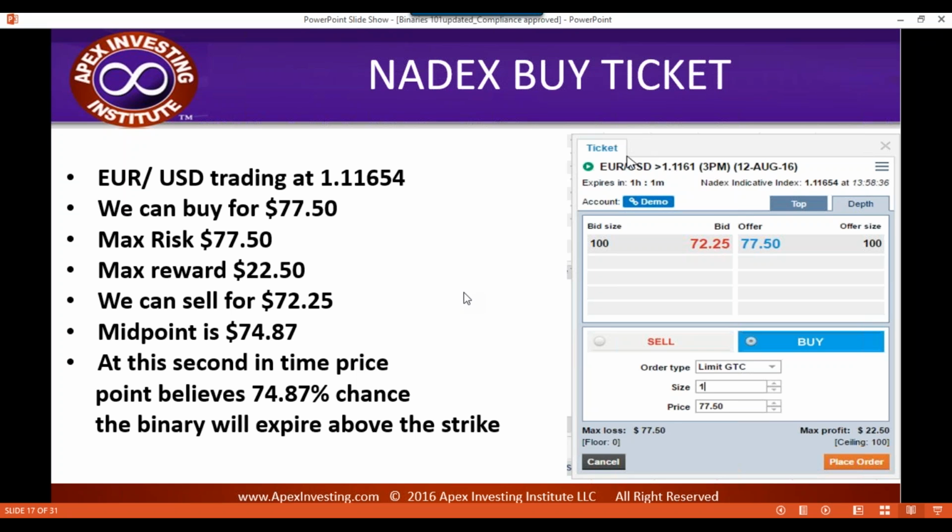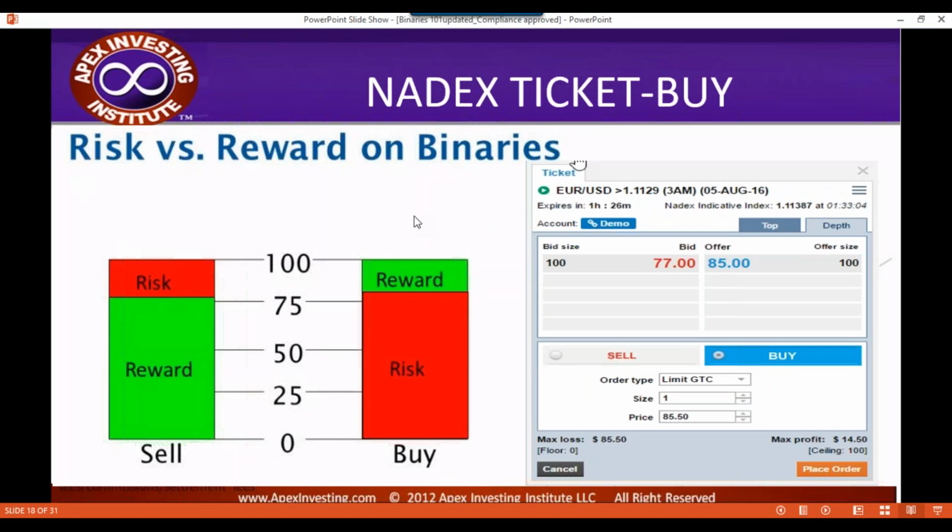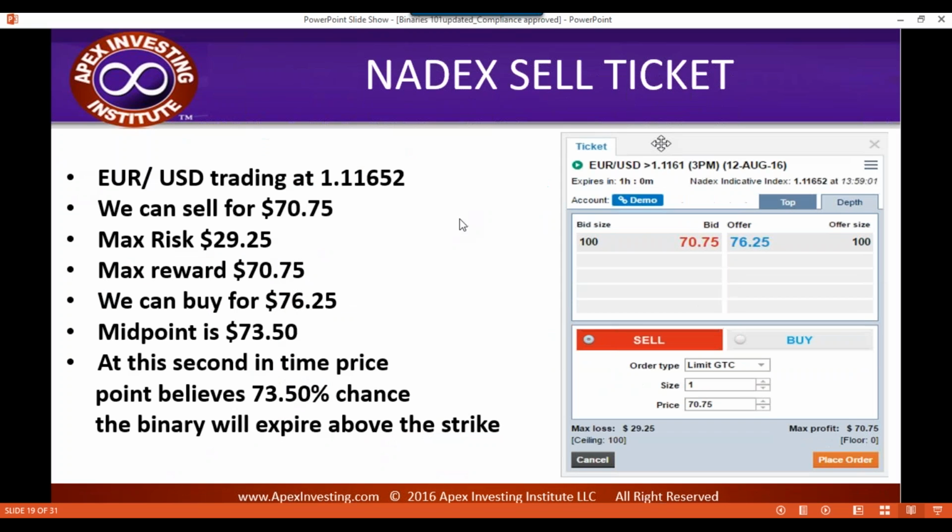Now let's take a look at a Nadex sell ticket. Or well, just once again on the buy side, right? So for example here, if we were going to buy a binary for $85, whatever we buy for is our risk, and the difference of where we buy to 100 is our reward. If we were to sell a binary at 77, our risk is what? From 77 up to 100. Whatever we sell for is our potential profit, and the difference up to 100 is our maximum loss.